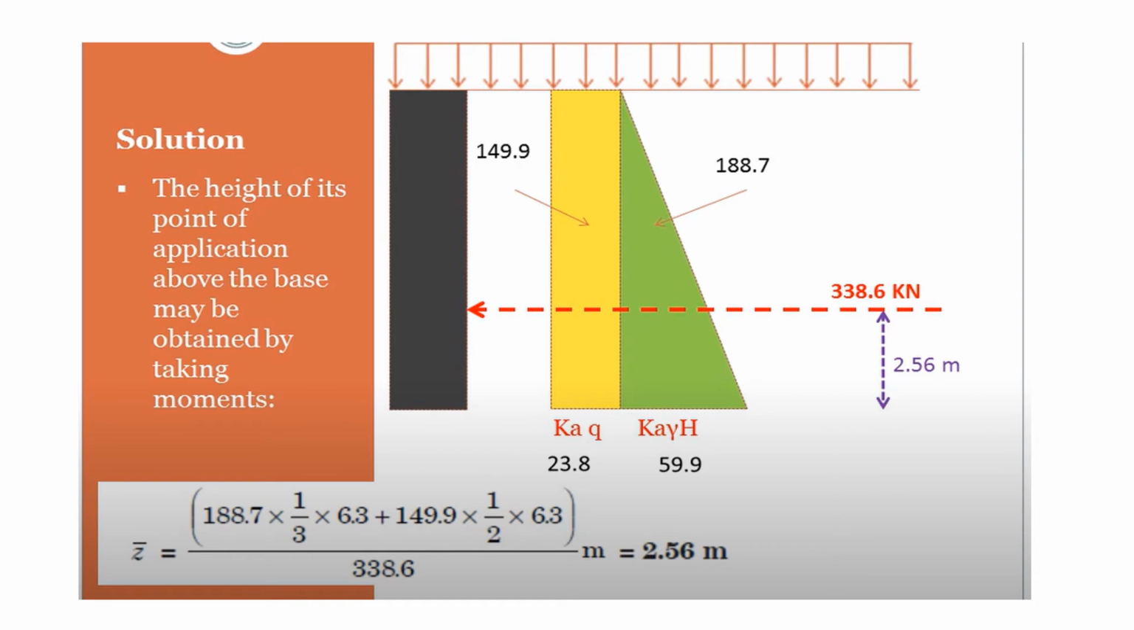So 6.3 by 2 will be the point of application for the pressure 149.9, and the pressure whose value is 188.7, which is due to this oil earth pressure, that force will be acting at a distance of h by 3, that is 6.3 by 3, and hence the location will be 6.3 by 3, and when we divide with the total force we will get the point of application of the total resultant force of 338.6, and that is 2.56 meter. In this way we can get the point of application of total force.